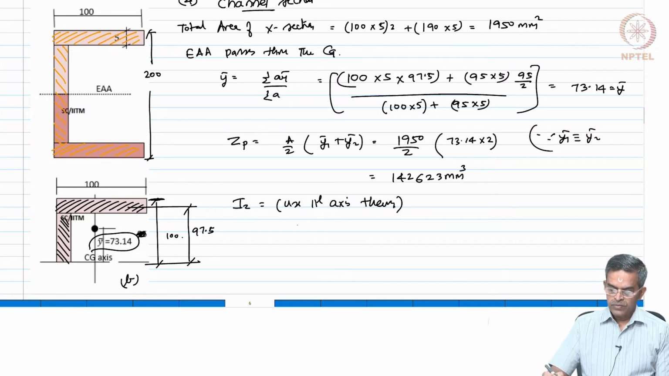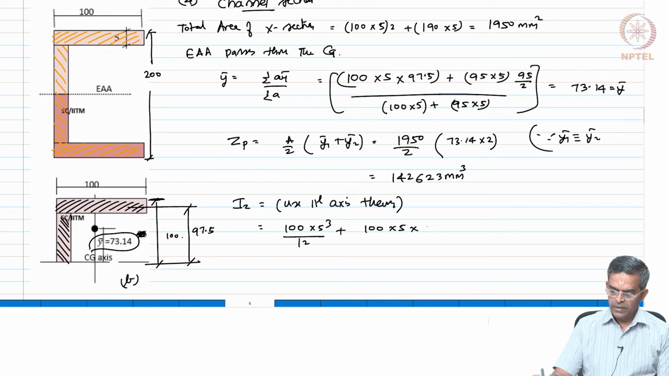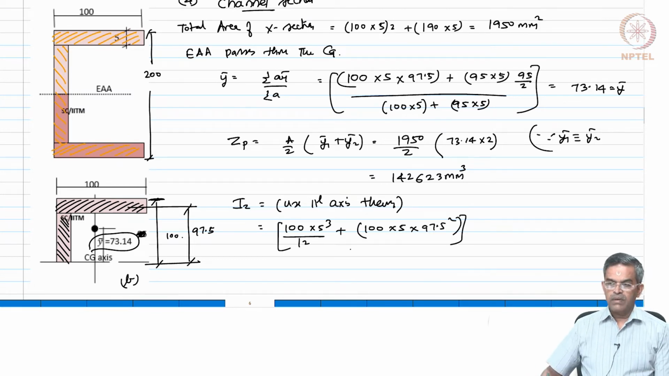Okay. So, let us do that. 100 into 5 cube by 12 plus 100 into 5 into 97.5 square, that is my first piece. I have two such pieces plus, these are for the flanges.